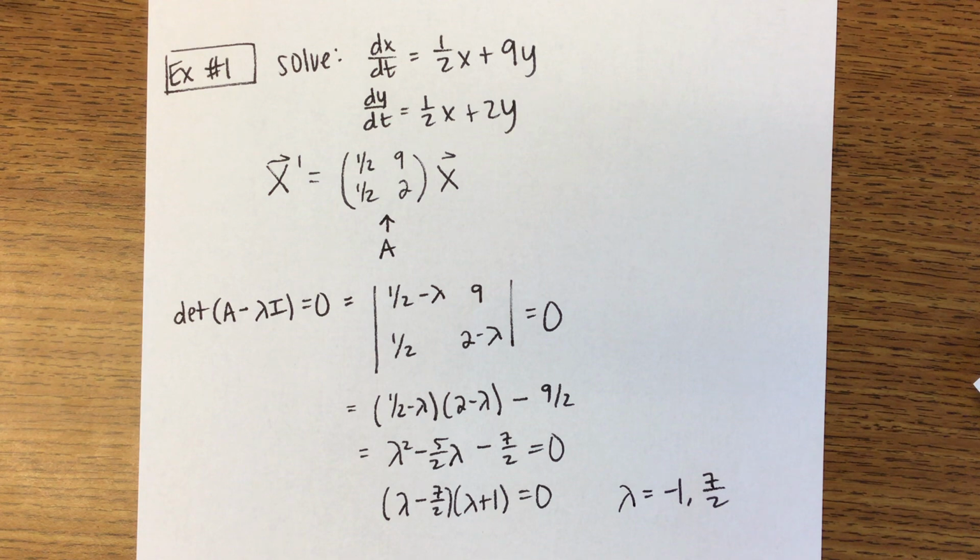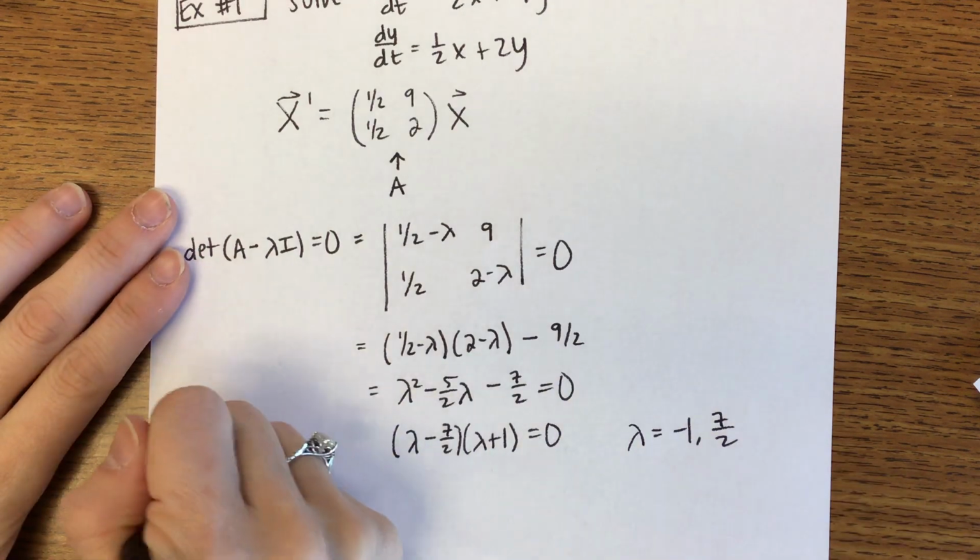Okay, this is one possible case. So I told you there's three cases we're going to look at. You can have two eigenvalues that are different. What else could happen? They're the same. They're repeated. Imaginary. So those are the three that we're going to do today. This is a case where they're both real and they're different.